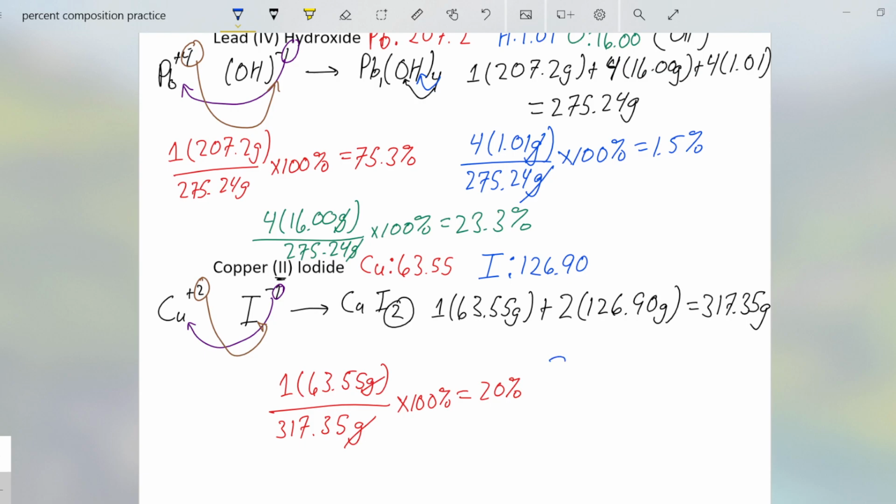So I take my 2 iodines and I multiply it by 126.90. That's their mass. And I divide by the molar mass of 317.35 grams. Grams cancel. Multiply it by 100, and I get about 80%, 79.98, something like that. Close enough to 80%. So again, we get that full 100%. That is how we do a percent composition type of calculation. You will be asked to do several of these on the summative, and I hope this helps you figure out a good method for solving these problems for yourself.